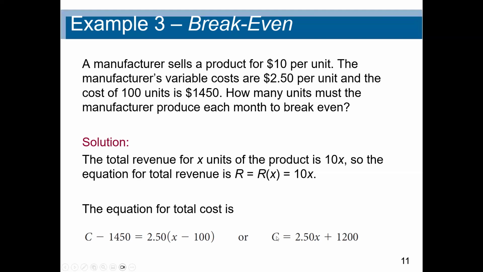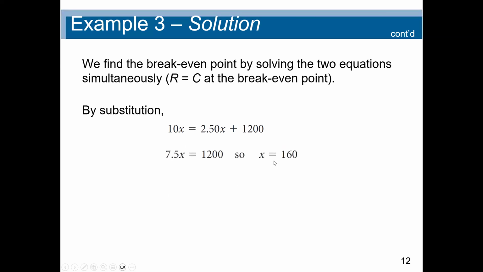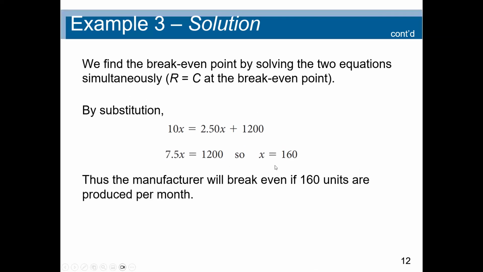So now we know the total cost and we know the total revenue. To find the break-even point, we say R equals C, total revenue equals total cost. That gives us 10X equals 2.5X plus 1,200. So we solve for X. X gives us 160. This means the manufacturer will break even if 160 units are produced per month. Again, break even means no profit, no loss. That's why total revenue equals total cost.